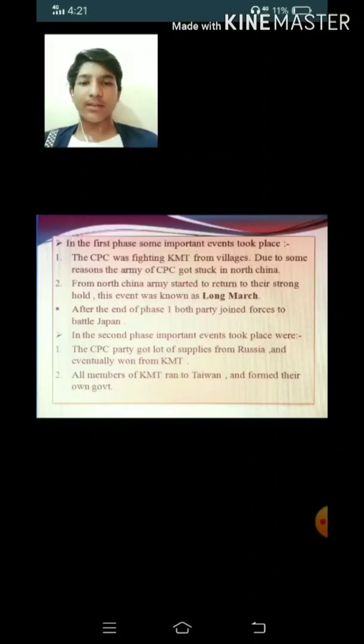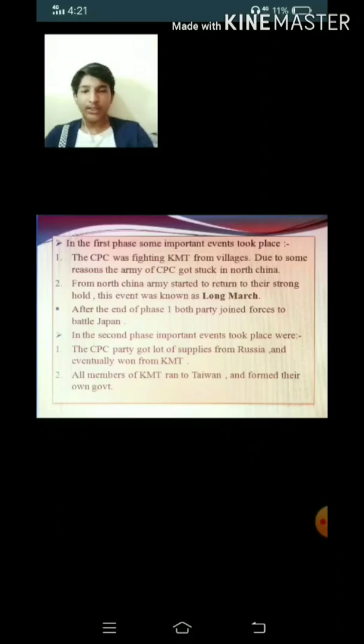After the end of phase one, both parties joined forces to battle for China. Here we should understand that if they were fighting each other, Japan could easily win China. But they shook hands with each other and battled Japan in World War II.